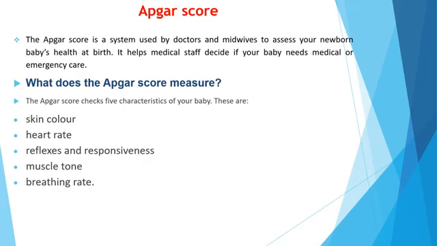So what does the Apgar score measure? The Apgar score checks five characteristics: skin color, heart rate, reflexes and response, muscle tone, and breathing.